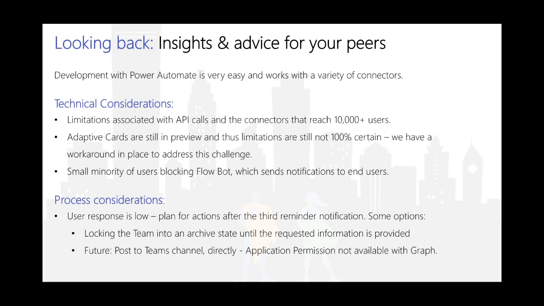So more than the limitations, I think there is a way to get around all of these. As I said, putting in the delays and making sure that it's a process. It's a learning process. It was a learning curve for us as well, on how to improve the solution. The last part is very interesting. The third point in the technical considerations: a small minority of users blocking the flow bot. Somebody can just go and block the flow bot, and in that case, your adaptive card will fail with a 403 unauthorized error, and you wouldn't be able to send a notification.